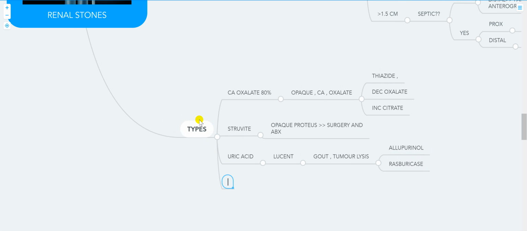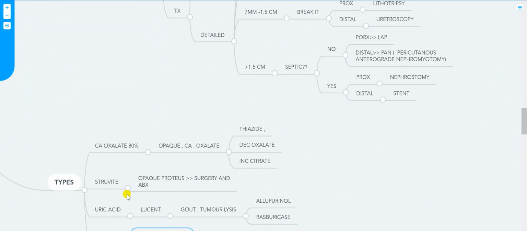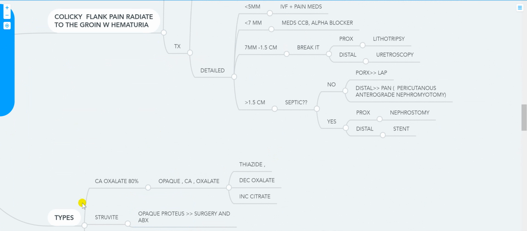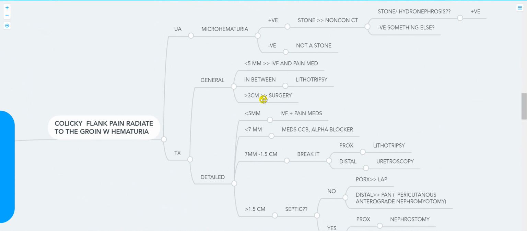Okay, if it's cystine stone, then it's lucent, caused by genetics. So you gotta modify, like, it's a genetic disease. So this is the most important thing you gotta know. Just to recap, calcium oxalate, 80% most common. You decrease oxalate, increase citrate, give thiazide. That's what you should know.